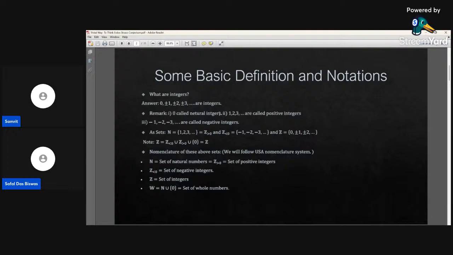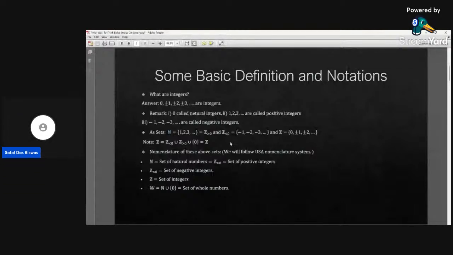What sets are is not important in this session, but somehow I give the preliminaries, the basic notations of sets. Z equals 0, plus minus 1, plus minus 2, and so on, is the set of integers. This is the set of negative integers, Z less than 0.